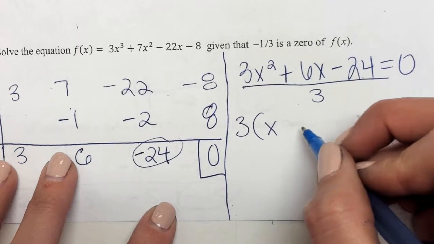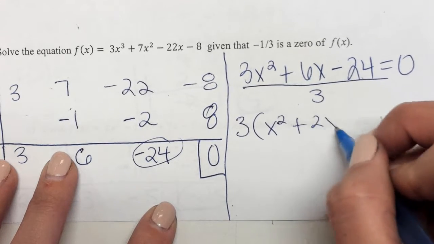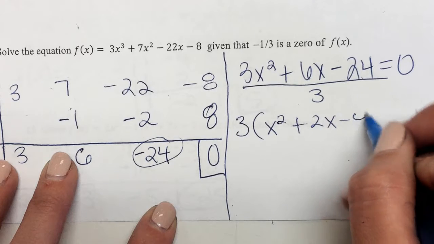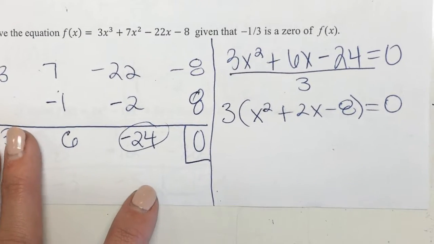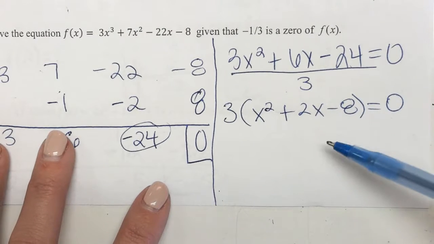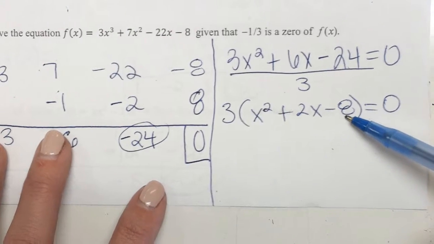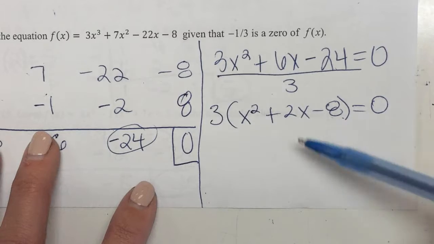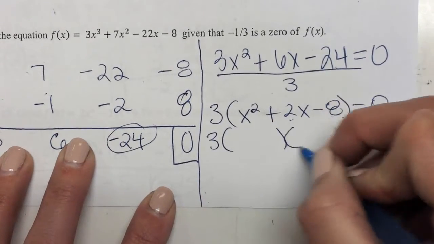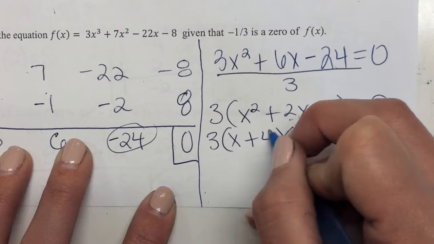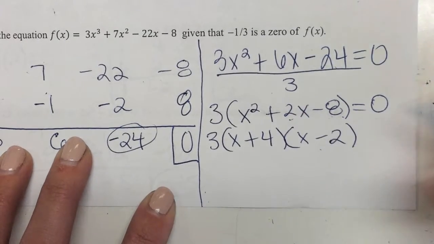I'll get x squared plus 2x minus 8. That's correct. 24 divided by 3, that's going to be negative 8. Alright, what can I multiply to get negative 8, add together to get 2? 4, positive 4, right? And negative 2. Very good.